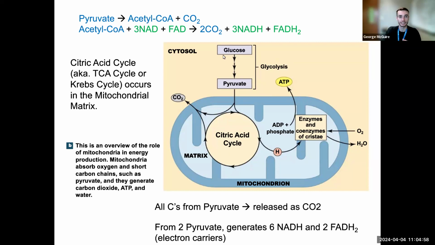So by the end of glycolysis and the citric acid cycle, our first two stages, most of the energy that was in the food that we ate is being carried by these electron carriers. And we've only made 2 ATP.